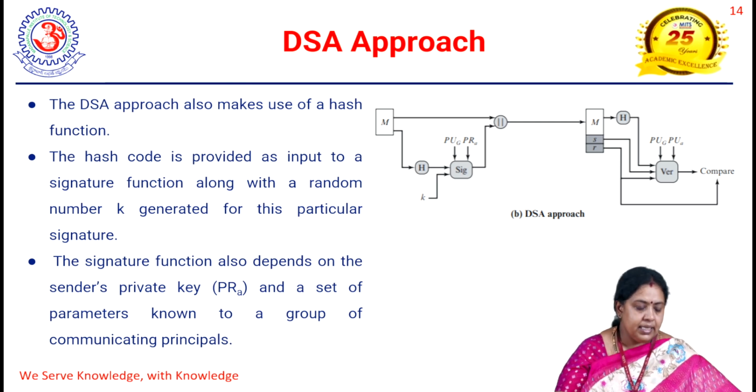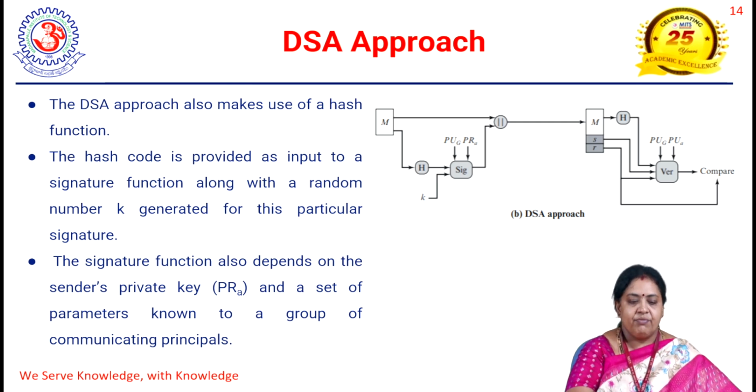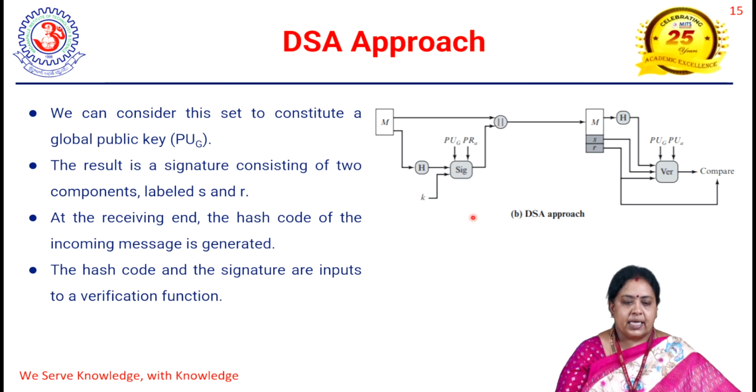In the digital signature algorithm, we have two algorithms. One is the signature algorithm and the second is the verification algorithm. The signature algorithm is used by the sender, whereas the verification algorithm is used by the receiver. The inputs to the signature algorithm are the hash code generated from the message, a randomized key called the constant k, the private key of A, and the global public key elements. It produces two components, S and R, that will be appended to the original message and sent to the receiver.